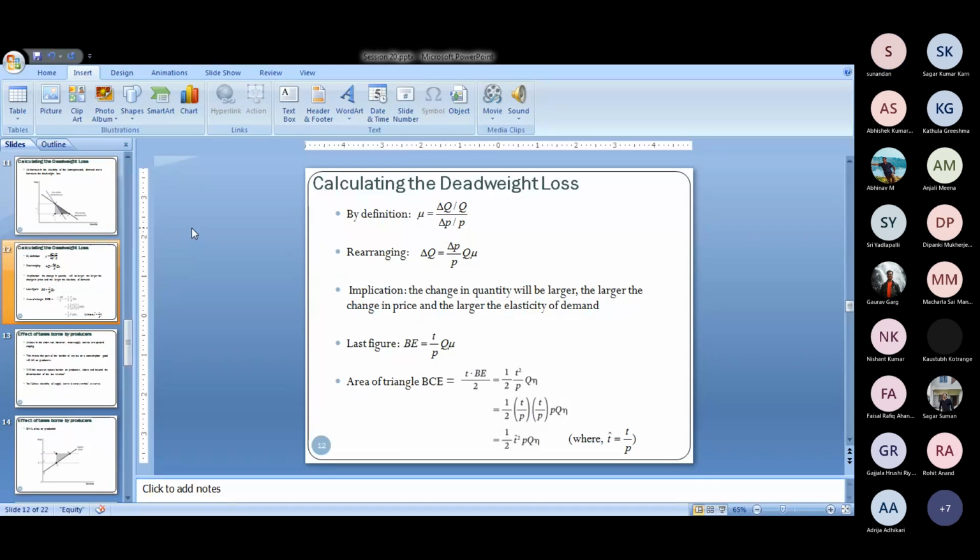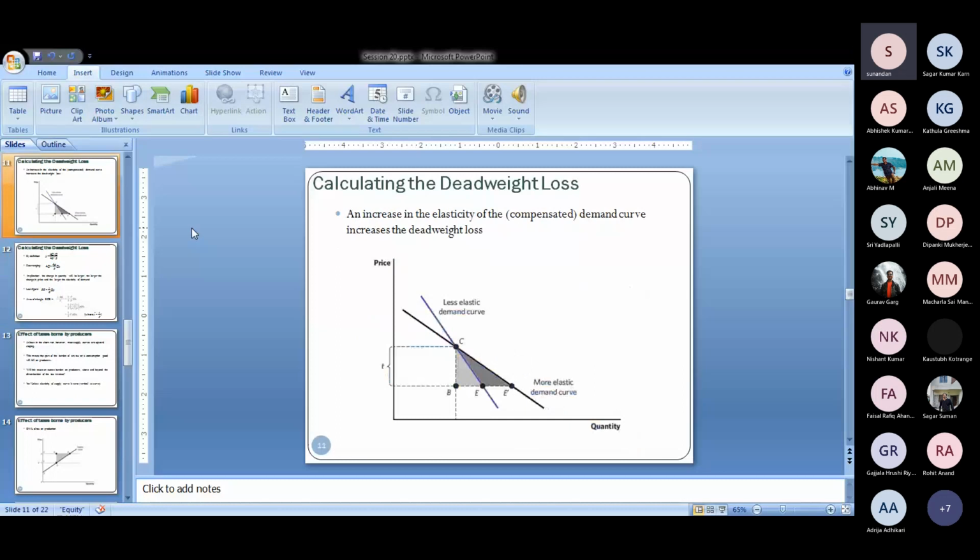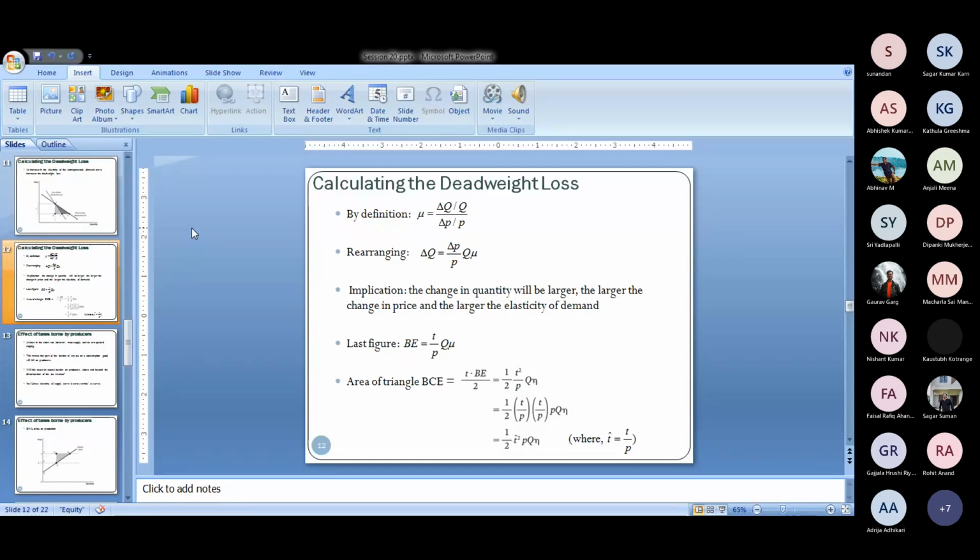Now let's go back. From here what we could see, BCE was my deadweight loss. What is the value of BCE? Half perpendicular times base, right? So T into BE by 2. Now let's put back the values. The value of BE is T by P into Q into mu, multiplied by T by 2. So the area of the triangle, you can simply see, is half T square by P into Q into mu.